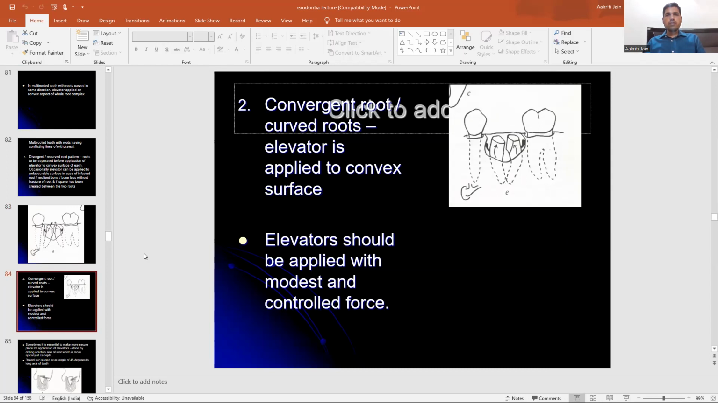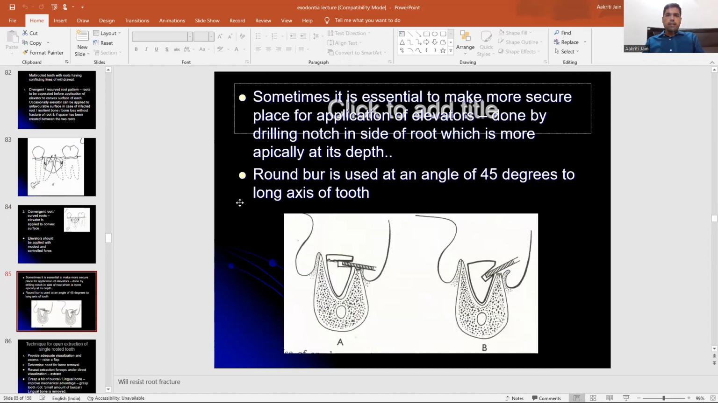Convergent root, curved roots: the elevator is applied to the convex surface. So here you apply the elevator and take the roots out. The elevator should be applied with modest and controlled force to avoid any damage to the adjacent structures. Sometimes it is essential to make a more secure place for application of elevators, done by drilling a notch inside the root, which is more apical at its depth.